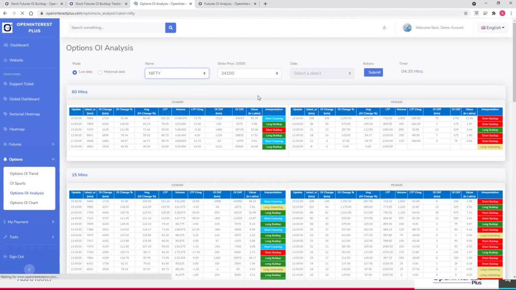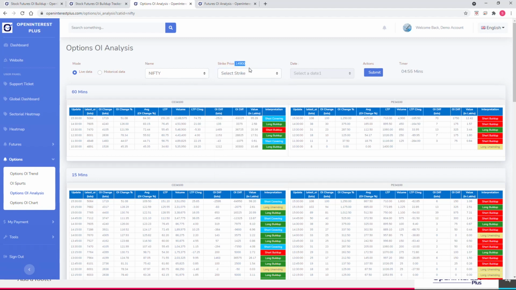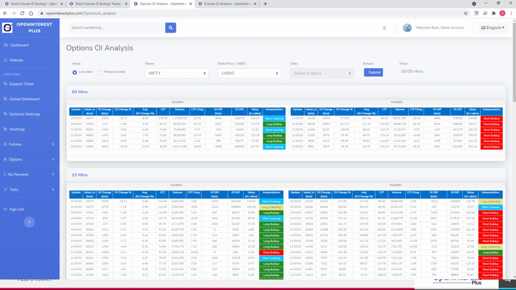If you go to Nifty, you will have all the data. The at the money strike rate is 14,900, so you can select 14,900 from here in case it is not selected, and you can click on submit. You will have that data.